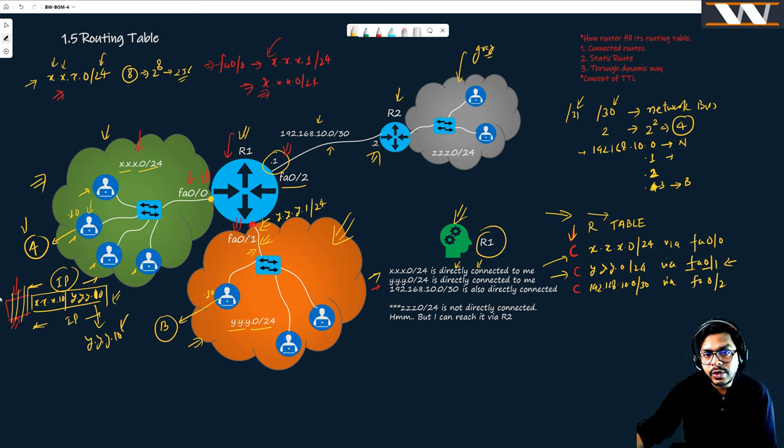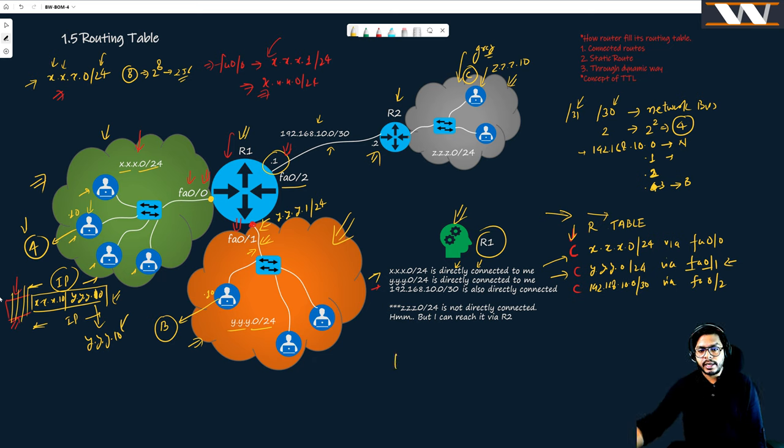Now, let's talk about a network which is not directly connected to this router, and that network is the gray network, which is z.z.z.0. So now consider a point when this host A, the one with the IP address x.x.x.10, wants to communicate to a host in the z.z.z.0 network. Maybe this host is z.z.z.10, and the host name is host C. What is going to happen?